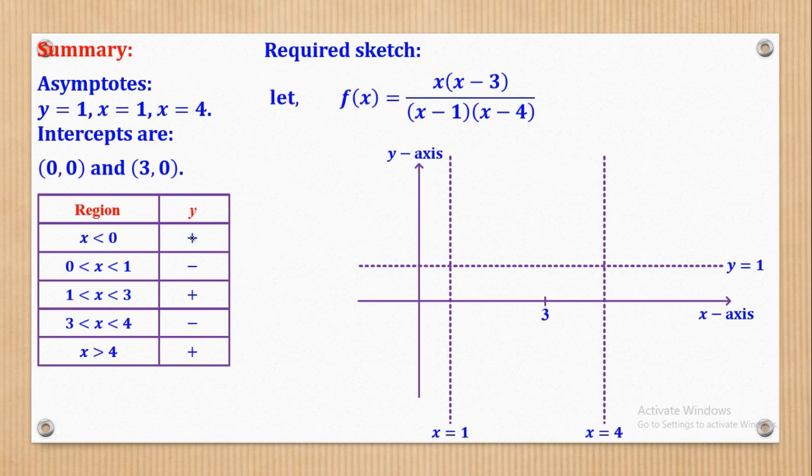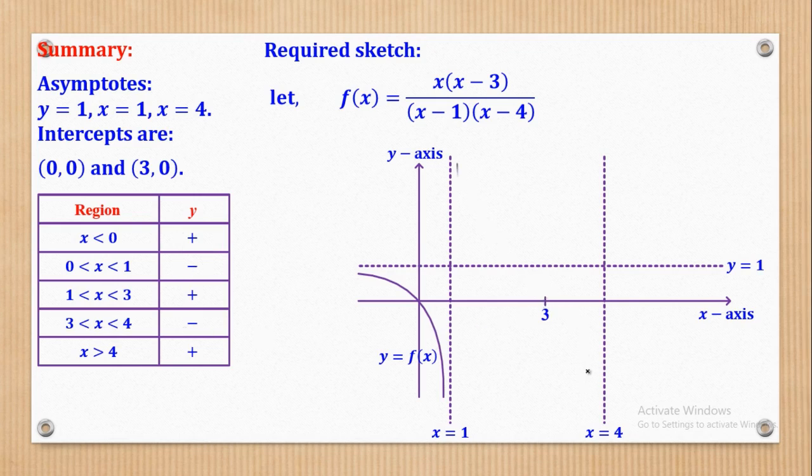Now, sketching, this region is positive, so it will be in that form. Positive and negative, so positive from here, going this side is positive, that's why I see it above, then this side it will be below the x-axis. So we have done with this. Then for this one, 1, 2, 3 is positive, so it will be in this form. Then 3, 2, 4 is negative, so it will be in that form.